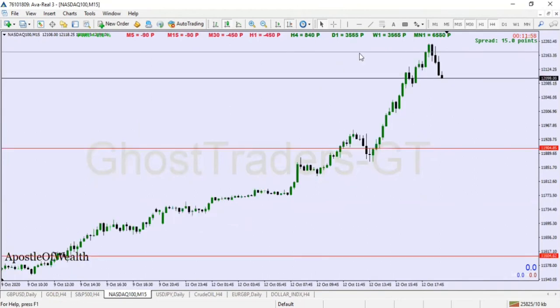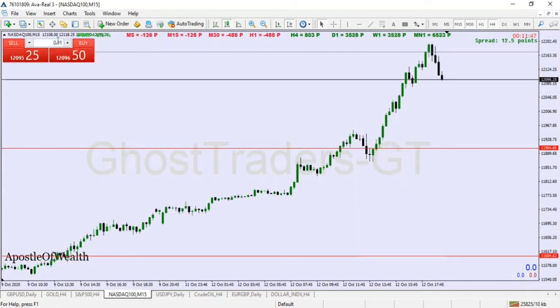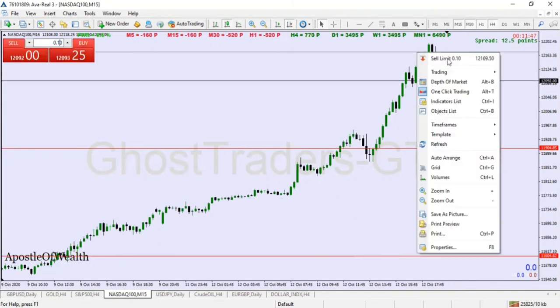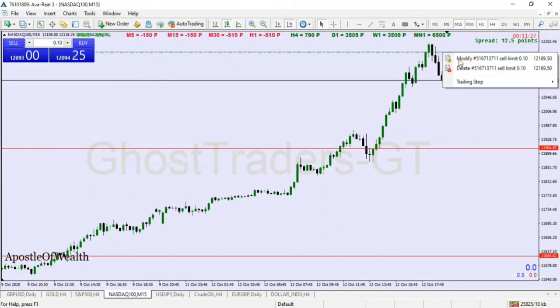Let's say you entered here with, let's just put the lot size that most of you have used, 0.1 lot size to enter this trade. Okay, so basically that's what we're going to put here. And remember, we entered on the 1 minute here, based on something that we saw. We use it as a point of reference.